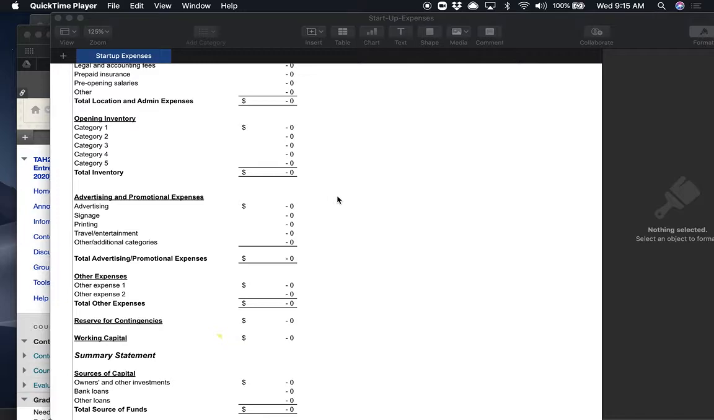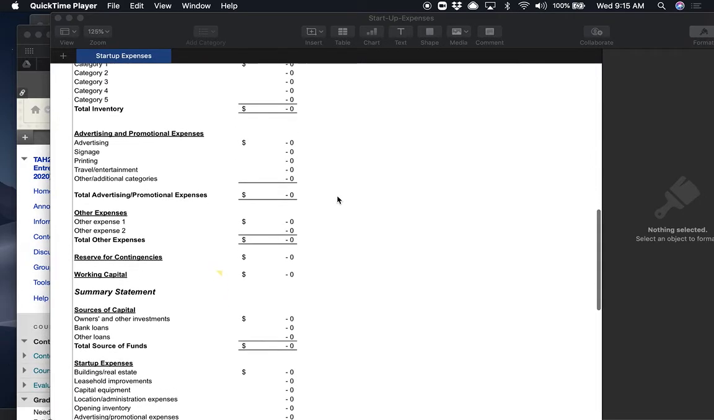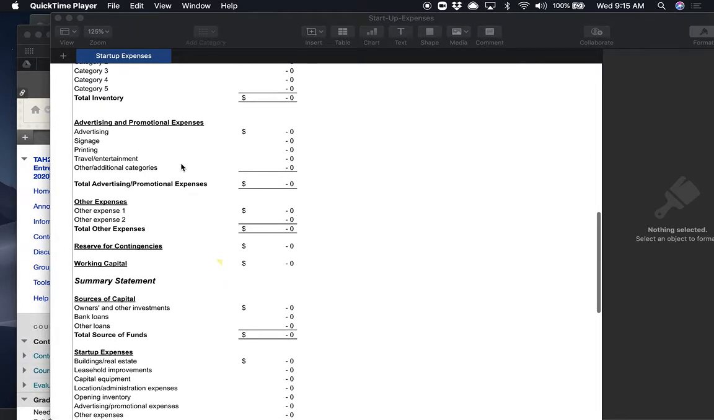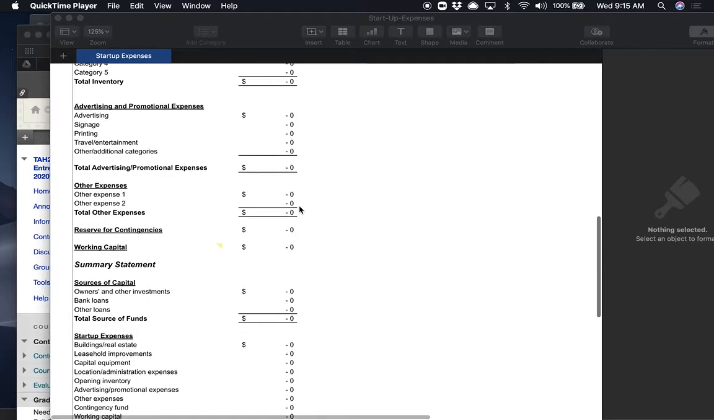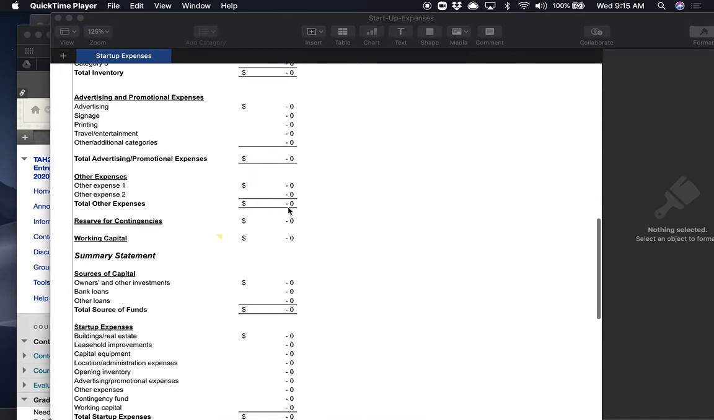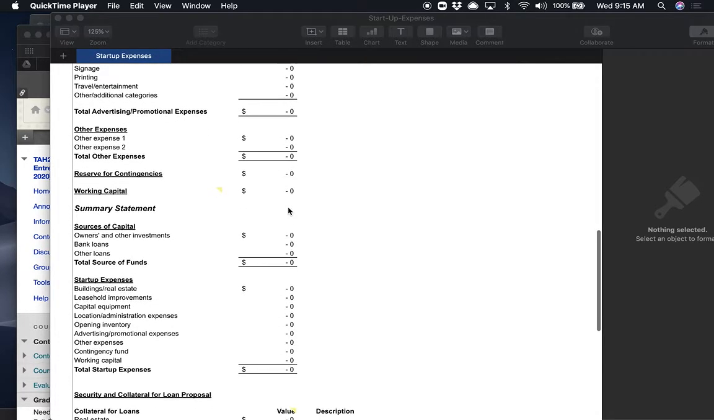Opening inventory, these would be any goods for sale, so you might want to break them down by category. You want to spend a little bit of money on advertising, that's a good idea. Maybe you buy a sign, print out some business cards, take some people out to dinner, that would be travel and entertainment. You want to keep your other expenses to a minimum, so I would leave that area blank.